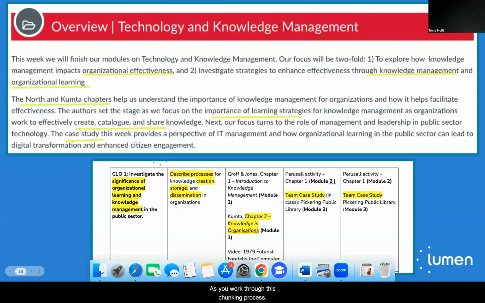As you work through this chunking process, it can also help you to develop the overviews for each unit, module, week for your course, for the syllabus, and for your learning management system. This is another example of how a well-crafted course map and the use of chunking in design can help you connect the dots as you prepare your course for your students.